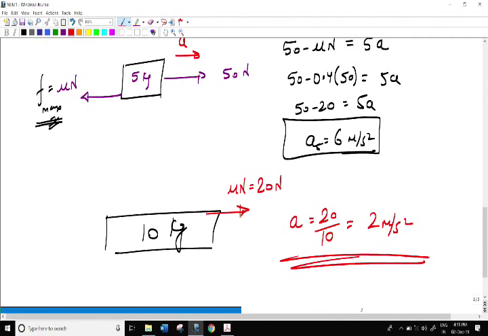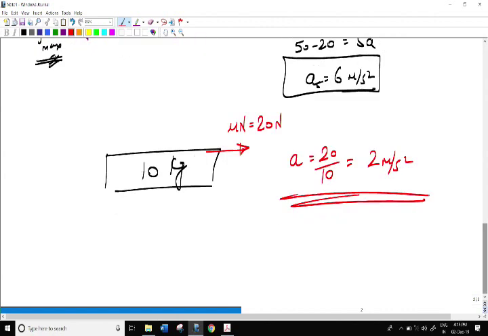Pakka? Can we do another question on this? So we have calculated everything which we needed. Pakka? Alright. So let's do another question.